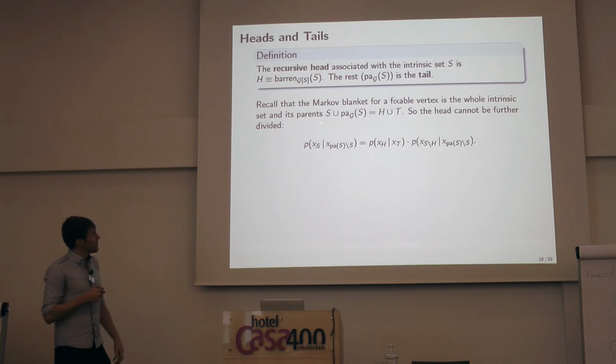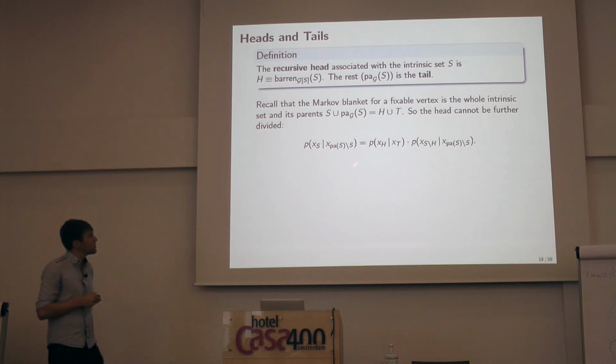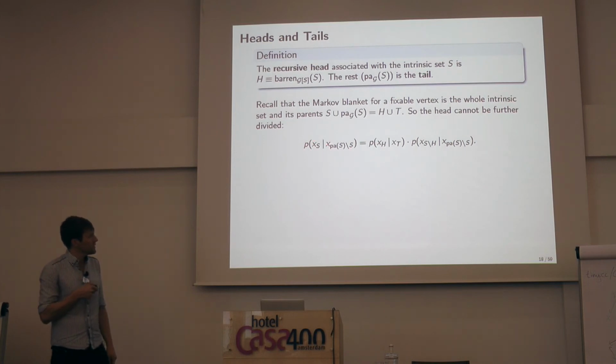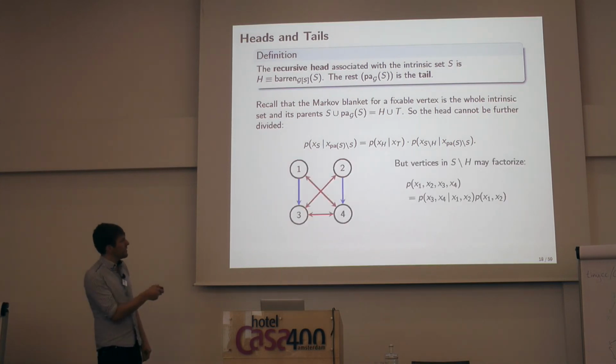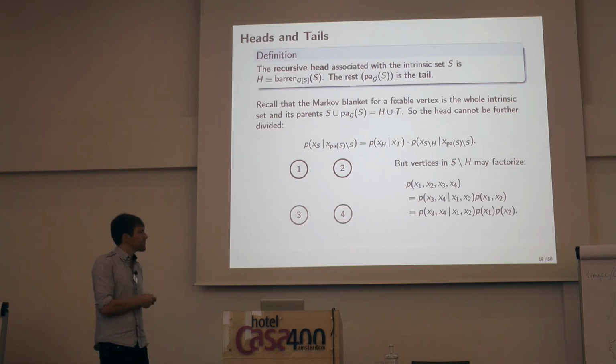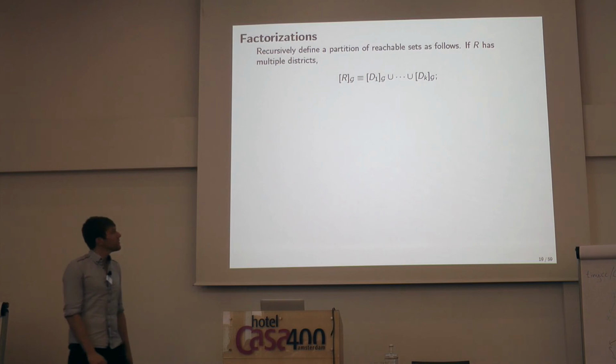Then the Markov blanket for that is the whole set. And if you remove it, it's the same as marginalizing. So I can just remove the whole head from my intrinsic set, and I don't really lose anything. But now after I've done that, what I'm left with is the intrinsic set without the head, and that may further factorize. So we saw that here. If I remove the head from this graph, which is set 3, 4, then I'm left with 1, 2, and that actually splits into 2 separate districts, so I can factorize it again. So I can iterate this to my heart's content.